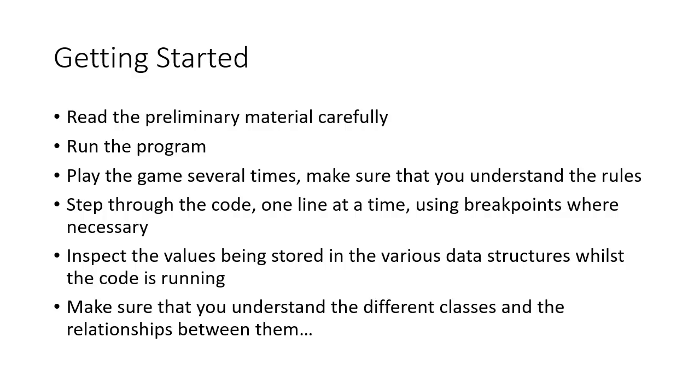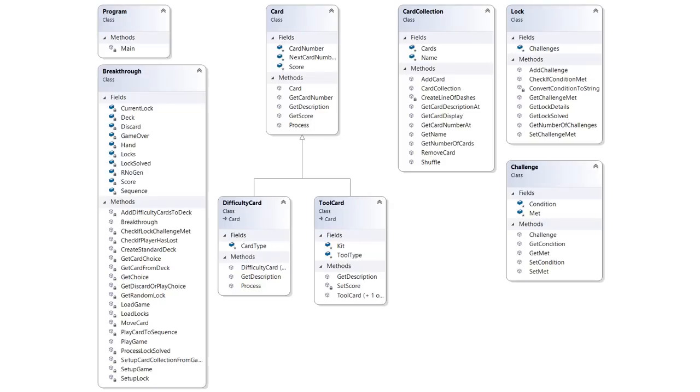And finally, make sure you understand the different classes and the relationships between those classes. What we're looking at here is the UML class diagram for the program. This has been generated automatically by Visual Studio. And what we'll be doing is looking at each of these classes and methods in detail shortly. When the program starts executing, it will, as we'd expect in the program class here, start with the main method. And one of the things it does is it creates a new object which is based on this class here called Breakthrough. You can see the attributes. These are called fields in this automatically generated UML diagram here. So these are the attributes and these are the methods here.